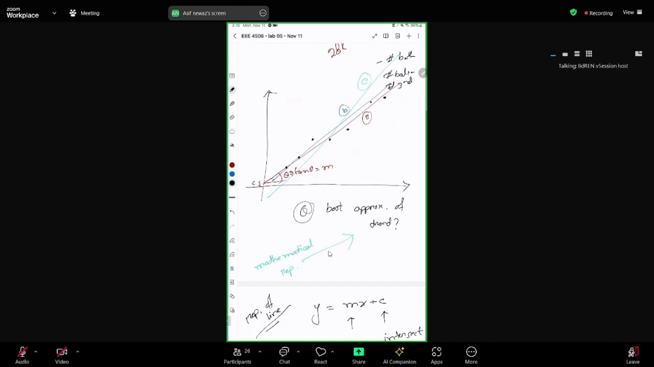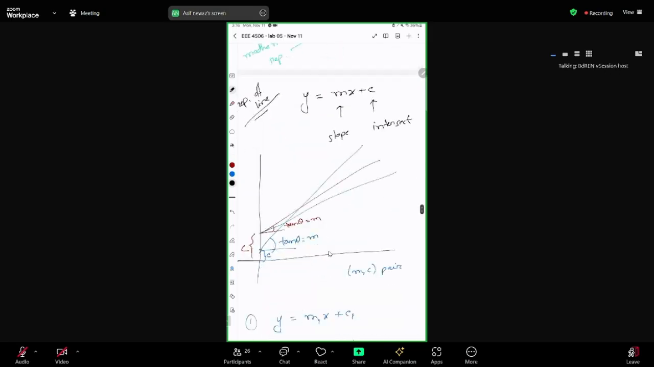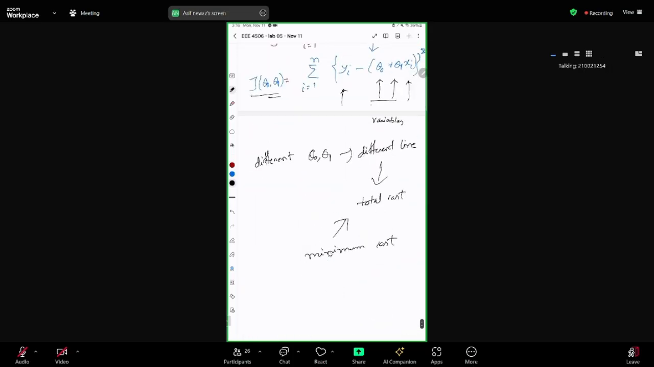Could you repeat the last statement, sir? Yeah. The last statement you just made, about making the best approximation with respect to these values of theta 0, theta 1.